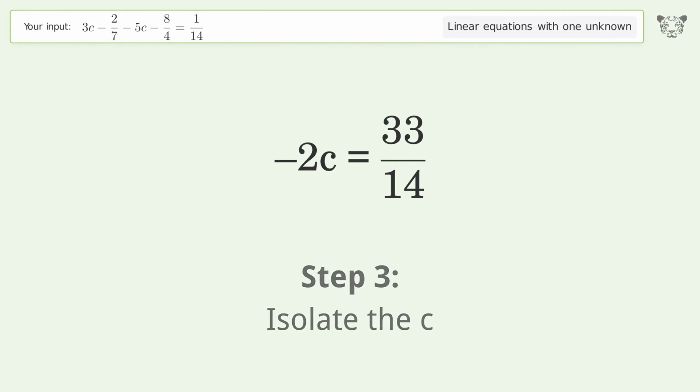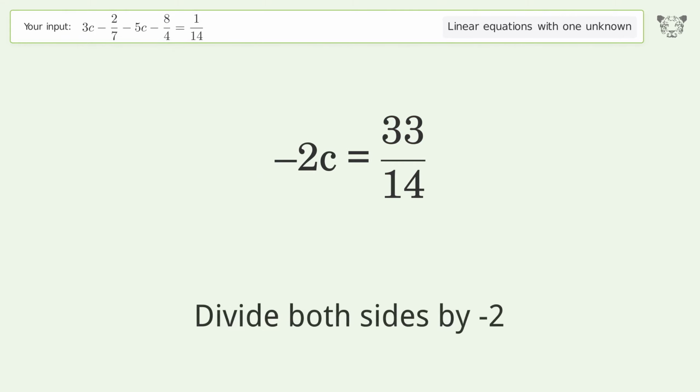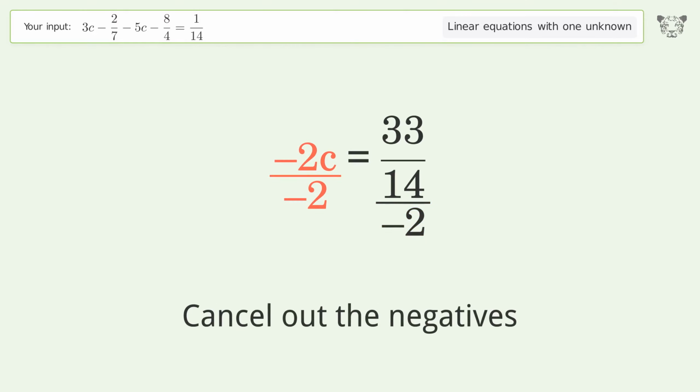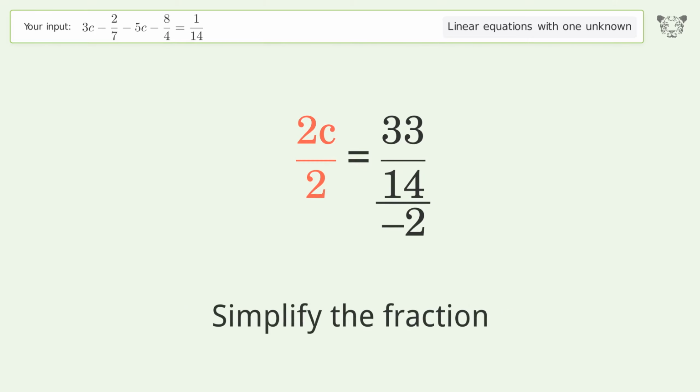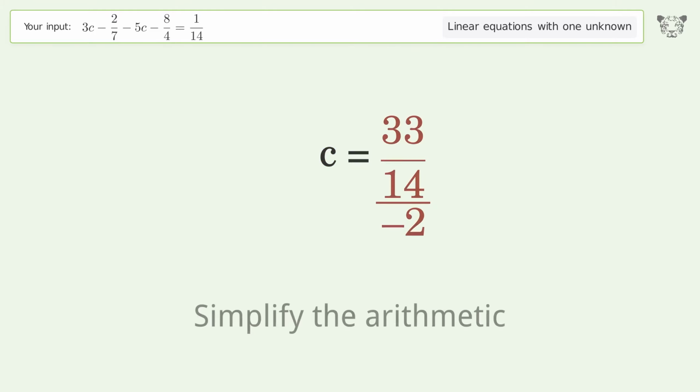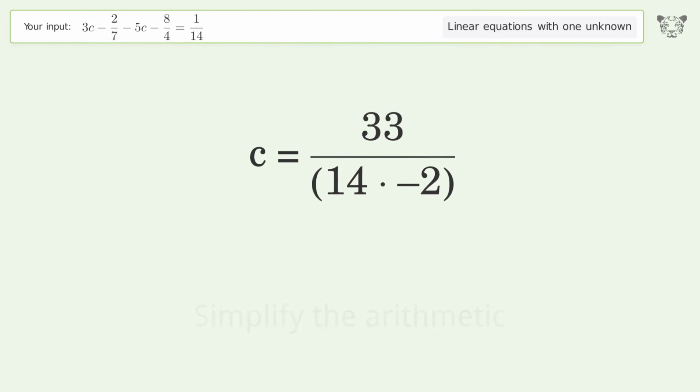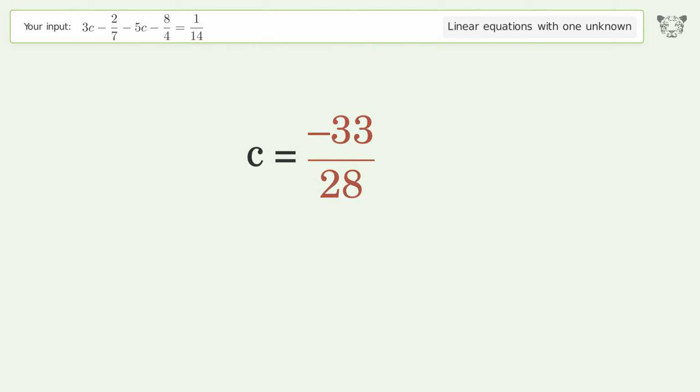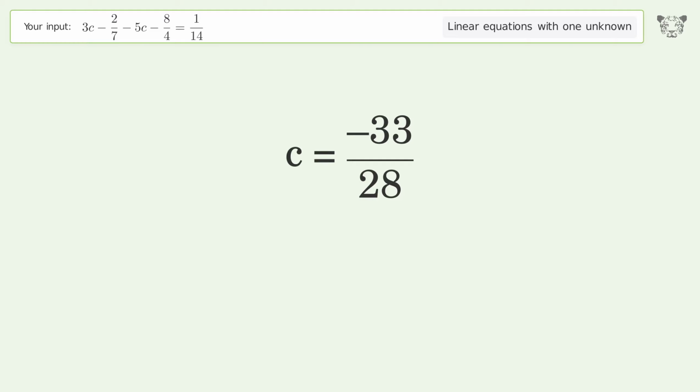Isolate the c. Divide both sides by -2. Cancel out the negatives. Simplify the fraction. Simplify the arithmetic. And so the final result is c equals -33/28.